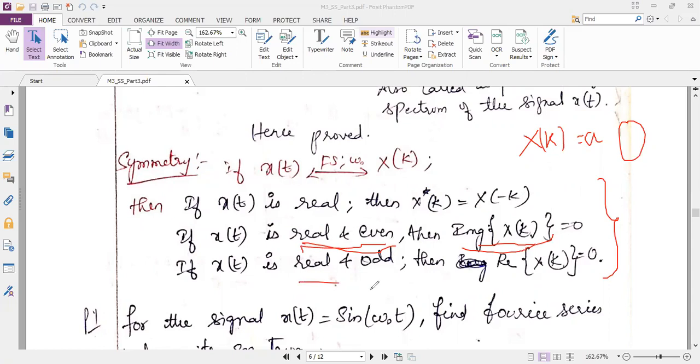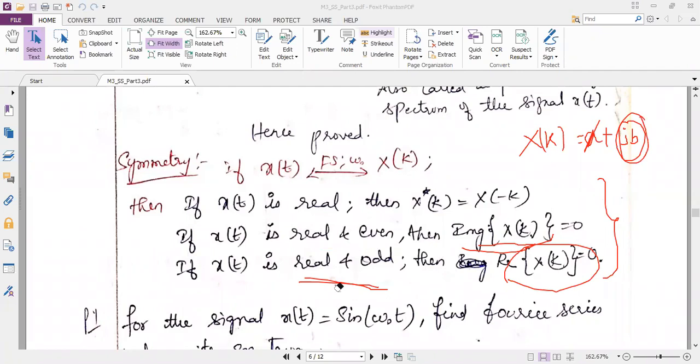Similarly, the third observation is, if x of t is real and odd, then the real of X of k is 0. That means a will not be present. Only you will be having j b. So only the imaginary element will be present when your x of t is real and odd.